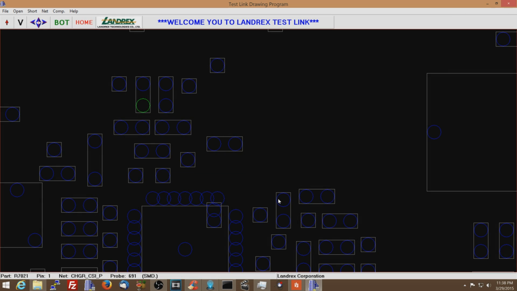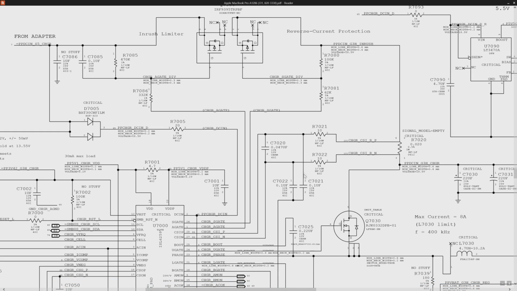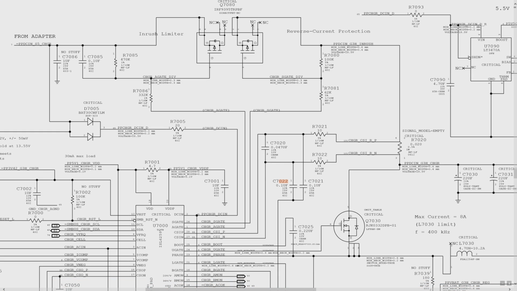Then you have these two capacitors going to ground, so this is taking the low side of the current sensing resistor and sending the ripple to ground, and this is for the high side current sensing resistor, and that's the capacitor sending it to ground. So that capacitor over there is this one, see, C7021 and C7022.